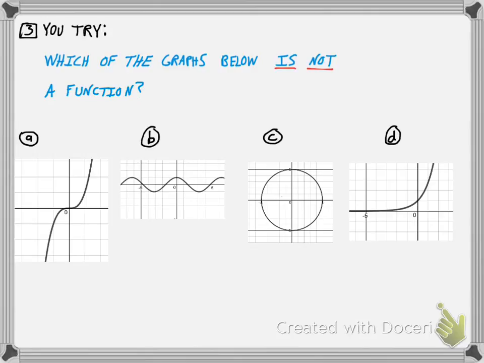Alright, let's try a you try with that concept. So there's 4 graphs here. I want you to tell me which one is not a function using the vertical line test. Alright, hopefully you thought about each of these pictures and either in your head or on paper drew a vertical line at a couple different places, and they all passed the vertical line test except for letter C. So a circle is an example of a graph that is not a function.